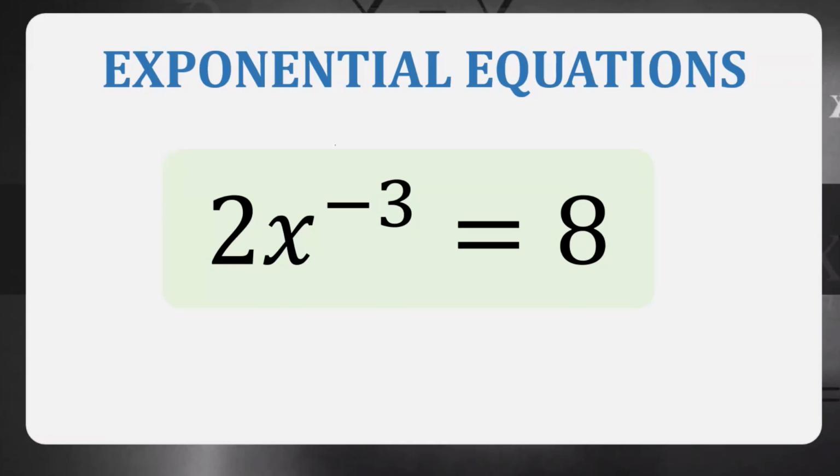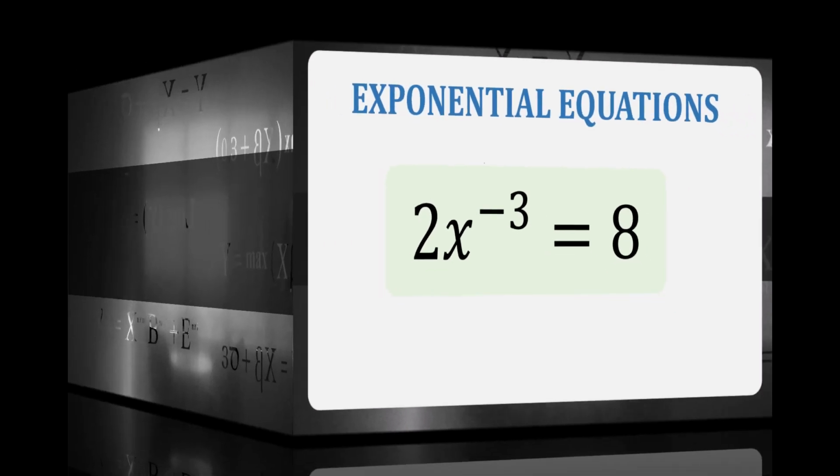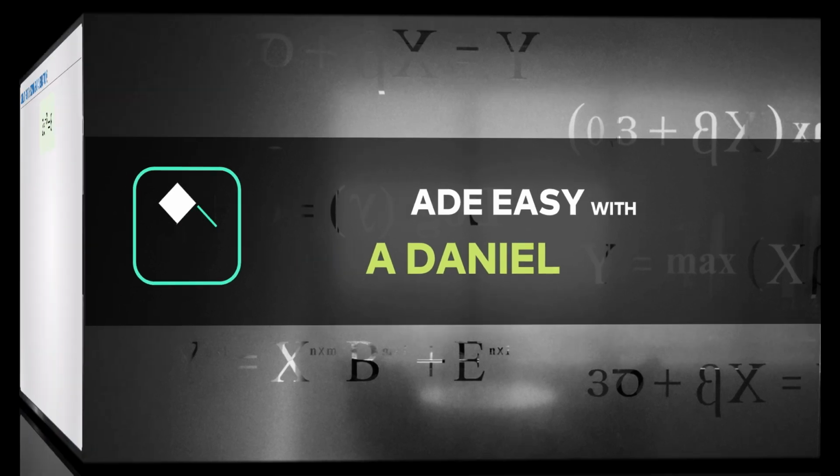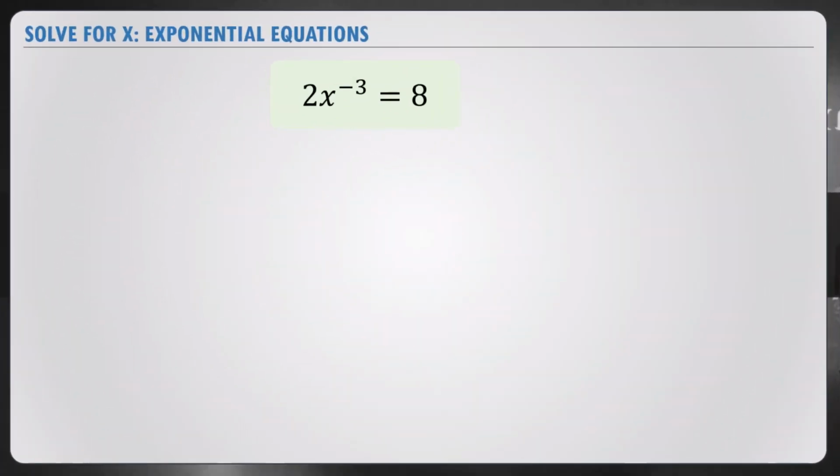Today we will be solving this exponential equation. We have today 2x to the power of negative 3 is equal to 8. Remember here only x is to the power of negative 3. So this is actually equal to 2 over x cubed is equal to 8. Let's cross multiply and we have x cubed is equal to 2 over 8.